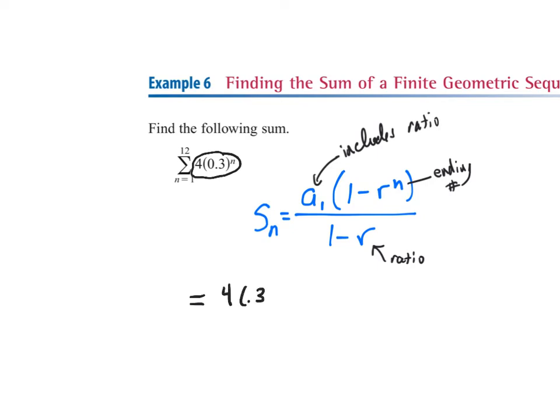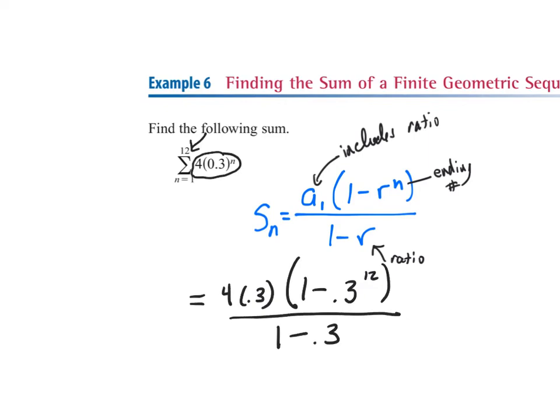4 times 0.3, right? Okay, so then I have 1 minus, what's the ratio by itself? What's in the parentheses? 0.3. Yep. And then what's the ending number? What do they want me to end with? 12. Yep, that's the term. And then over 1 minus the ratio again, 0.3. You see that?